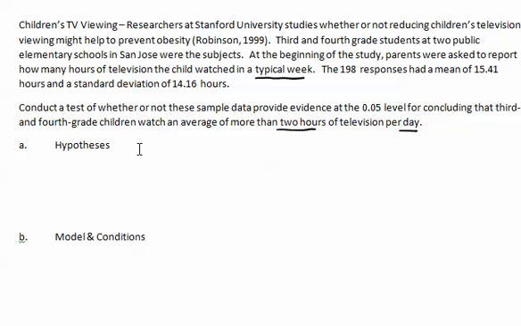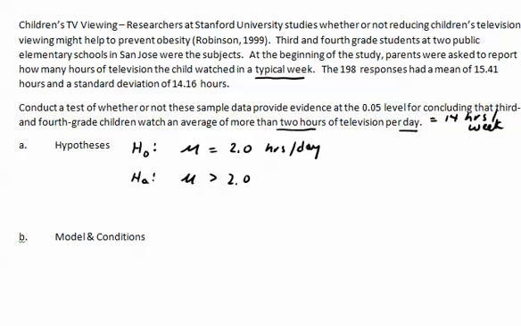So I'm going to set up my hypothesis, which is that the mean, and I'm not going to use the 2 hours per day. Well, I guess I will use the 2 hours per day, but I have to know that that is equivalent to 14 hours per week. Okay, so 2 hours per day, we'll use that. Mu is 2.0 hours per day. And then the alternative hypothesis, these must use the same values. It's greater than 2.0 hours per day.